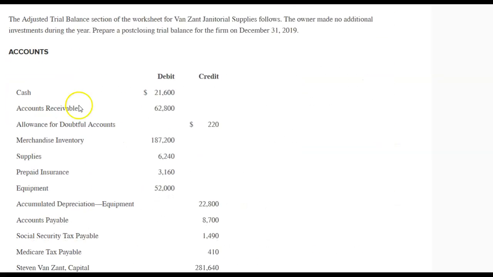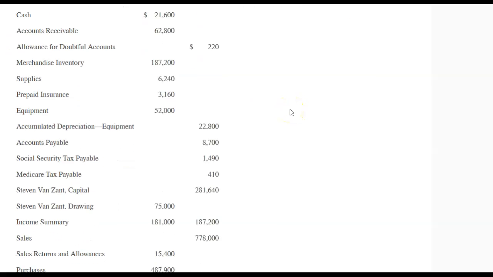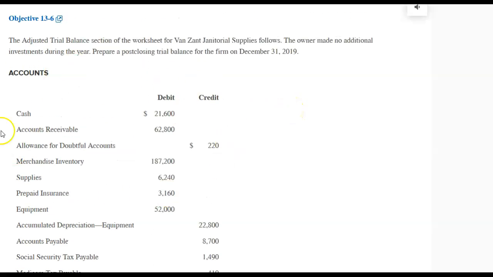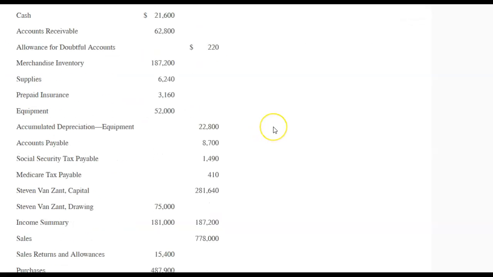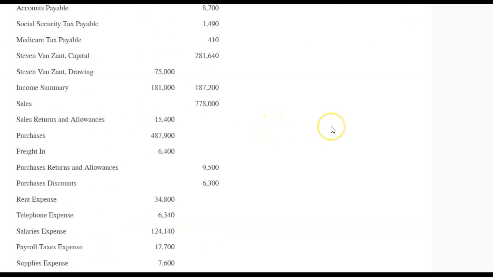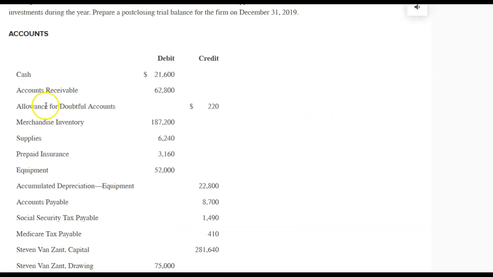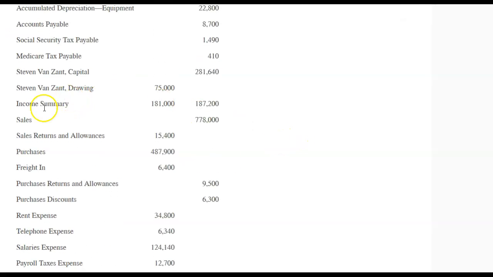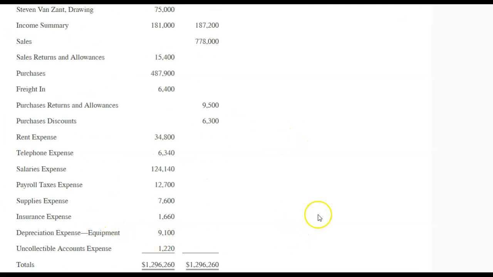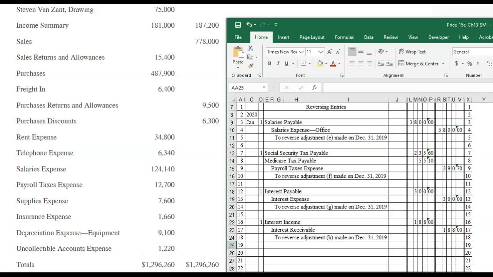Let's move on to a post-closing trial balance. These are important. This asks you to prepare a post-closing trial balance. So by doing that, you know that only thing that goes on a post-closing trial balance is the balance sheet accounts. Assets, liability, owner equity, nothing else goes on a post-closing. So let's look at what it's supposed to look like when it's done.